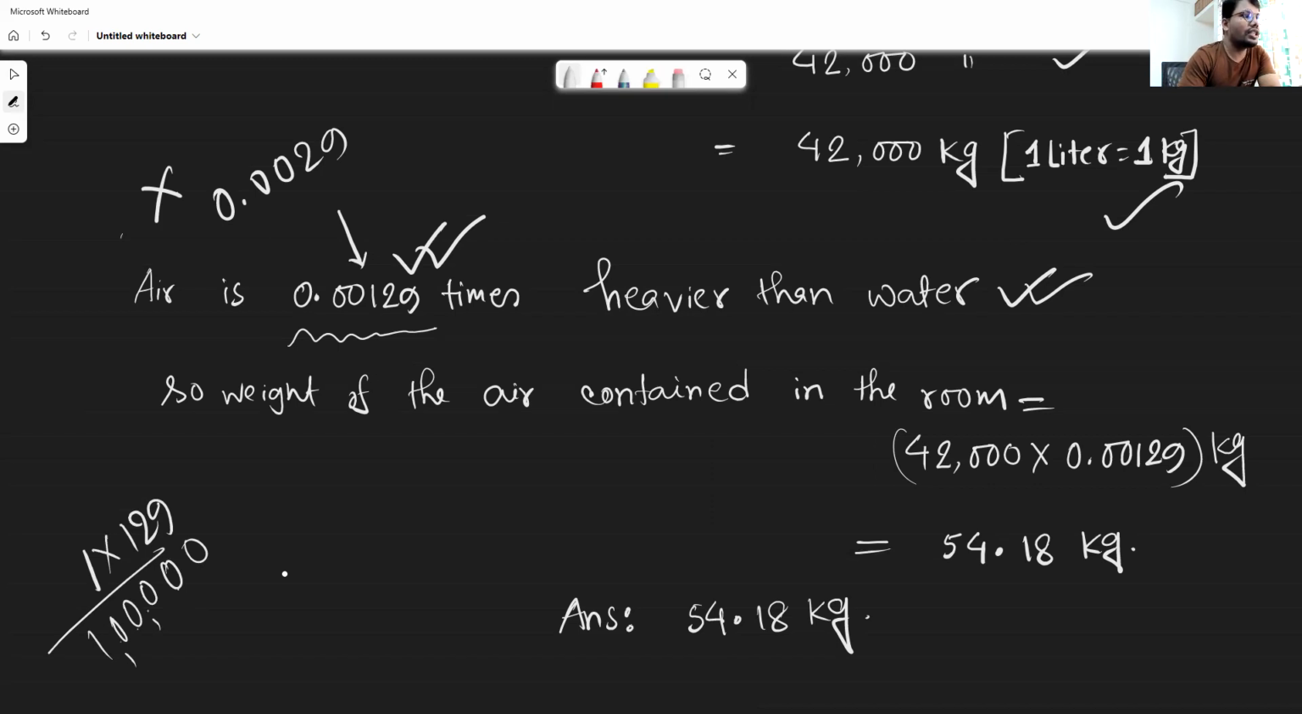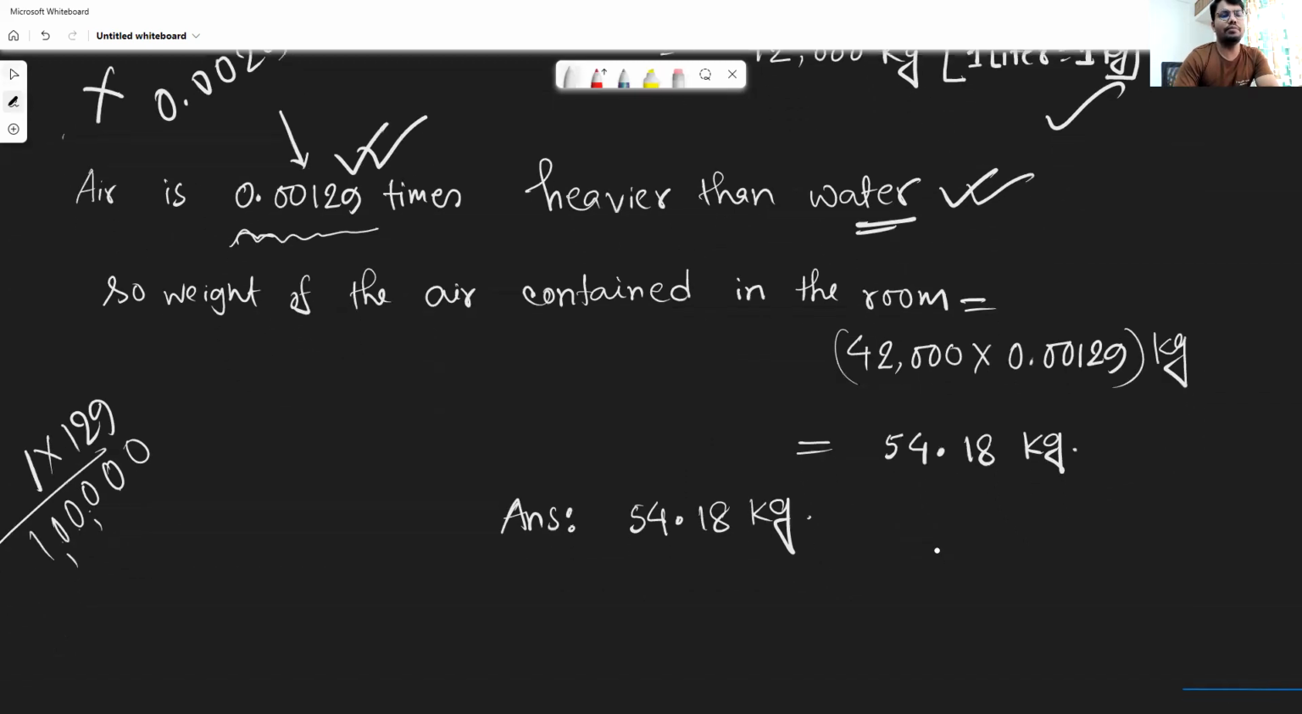So when this number starts with a decimal, definitely this one will be reduced compared to the water. That means the weight of the air is less than the weight of the water, because this is 0.00129 times. So the weight of the air contained in the room, we definitely have to multiply. Doing the multiplication, you will get 54.18 kg. That means when the room is filled up with air, the total weight of the air inside the room is 54.18 kg.